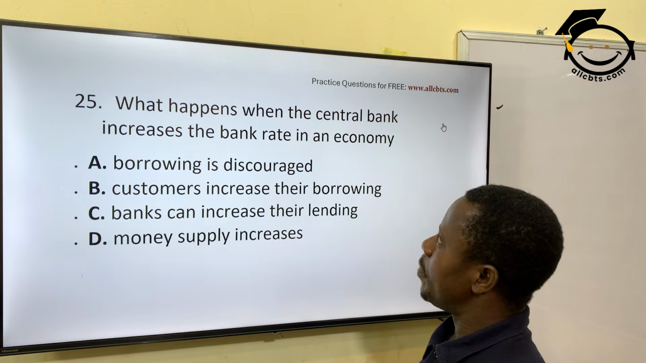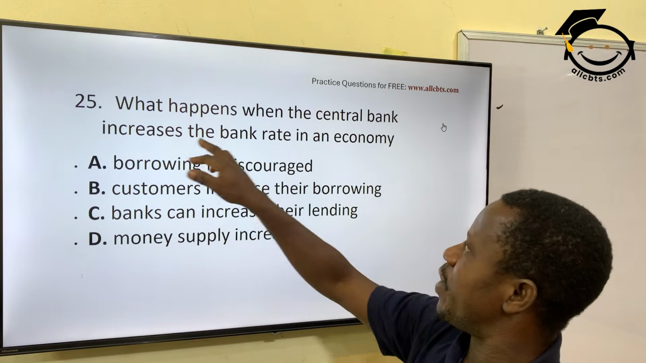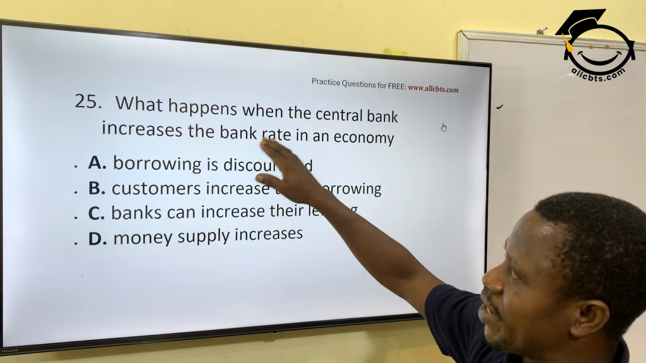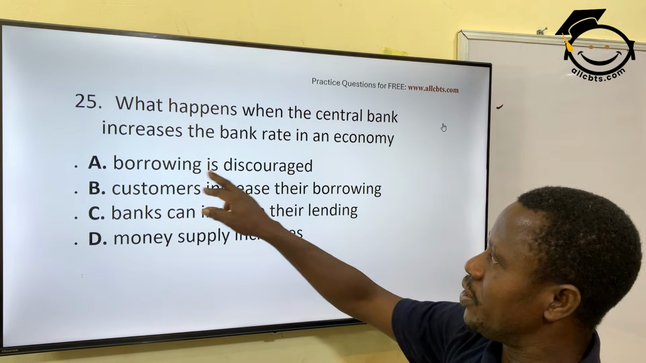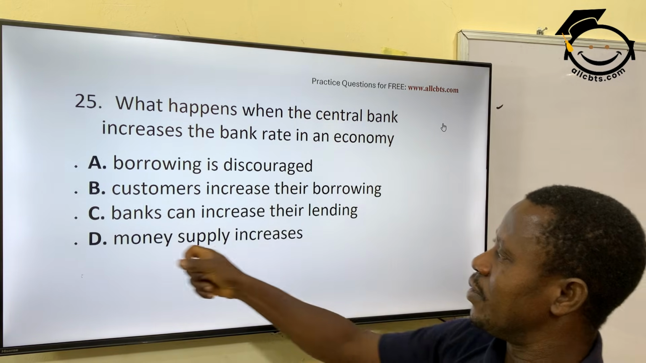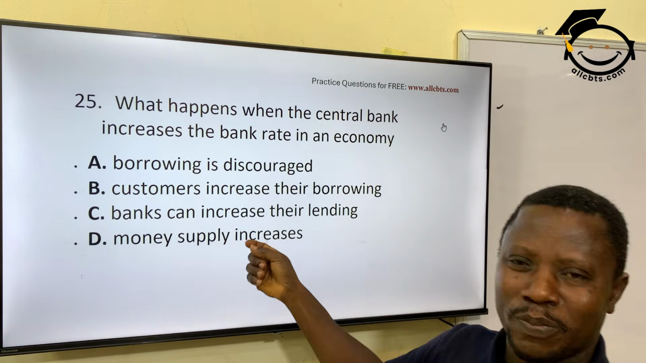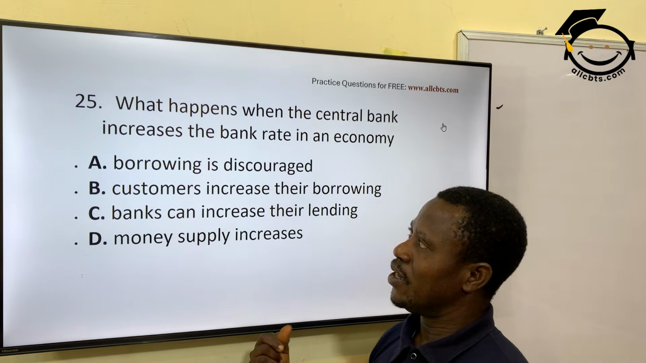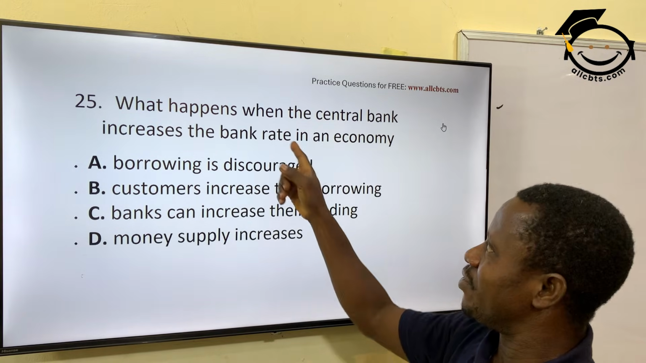The next question: what happens when the central bank increases the bank rate? We just mentioned that in our earlier questions. When you increase bank rates, what happens? Borrowing is discouraged. Customers increase their borrowing, banks increase their lending, money supply increases. Or does money supply decrease? That was the answer we chose. The money supply will decrease. So borrowing is discouraged. Why? The rate is very high.